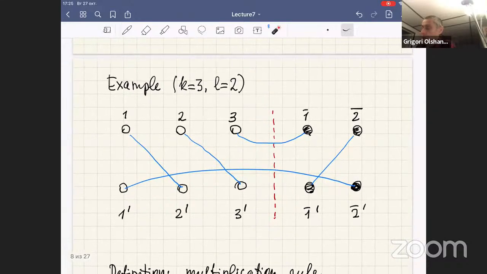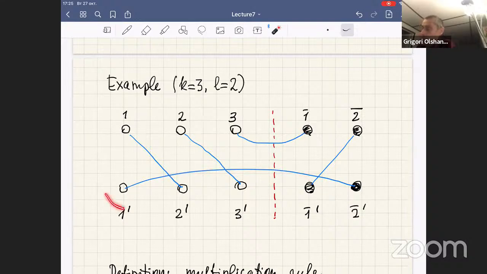Assume that k is equal to 3, L is 2. We have, say, 3 white nodes and 2 black nodes at the top. This is a little bit strange notation, but it will be clear. And their copies at the bottom. And this is the wall. This explains why it's called walled. This is some wall which symbolically separates this group from this one. So there are possible horizontal edges within each group.